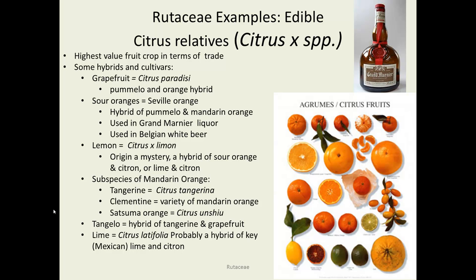The mandarin orange just by itself has spawned numerous subspecies: the tangerine, clementine, and satsuma, just a few of the more popular ones. However, the tangelo is a hybrid between the tangerine and the grapefruit. And remember, the grapefruit itself is a hybrid of something else, so it gets really complicated very quickly. And the larger limes that we call lime instead of key lime is probably a hybrid of key lime and citron.